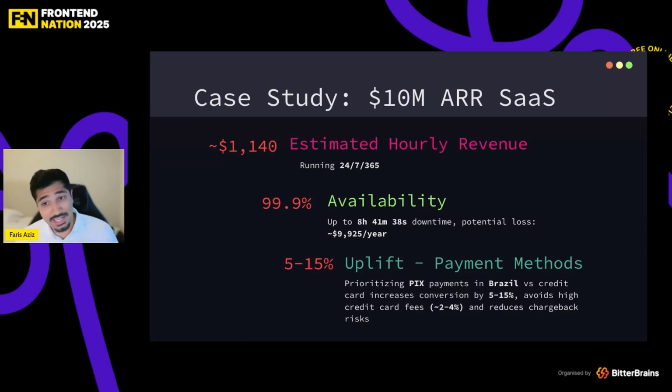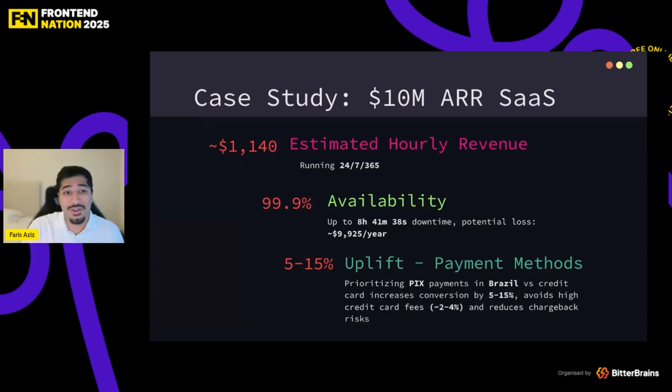If you have a 99.9% availability that you're dealing with in terms of your payment gateways, up to 8 hours and 41 minutes of downtime leads to a significant loss of around maybe $10,000 per year. So being able to route to different payment gateways when things go wrong is incredibly useful.